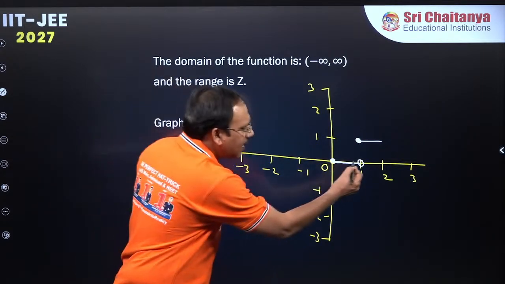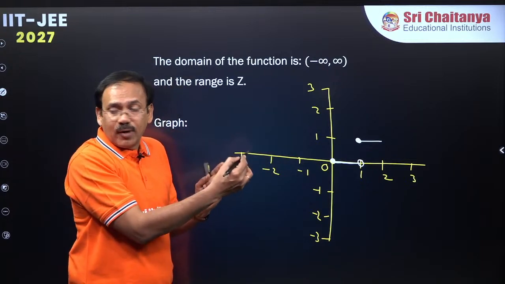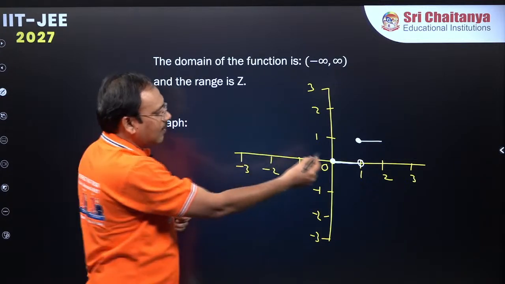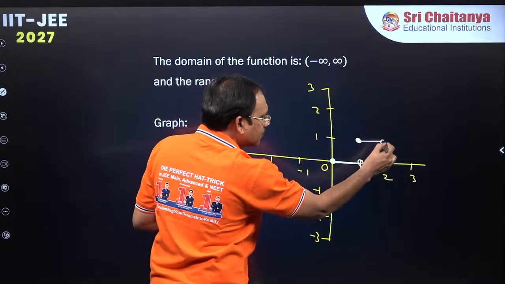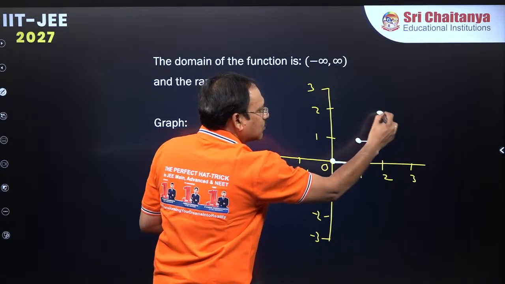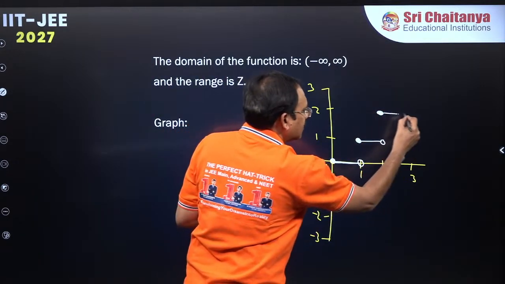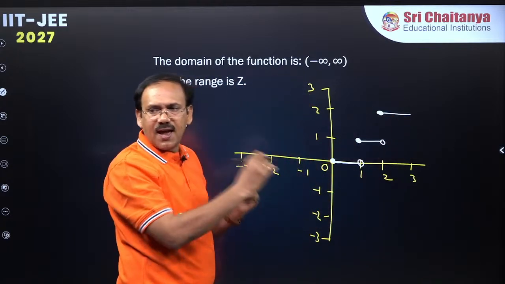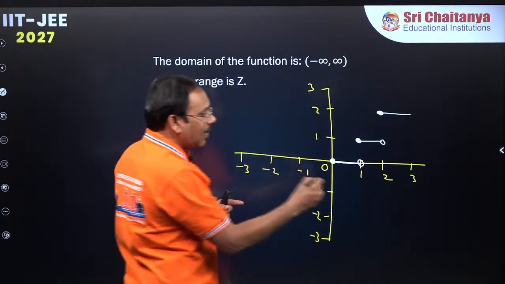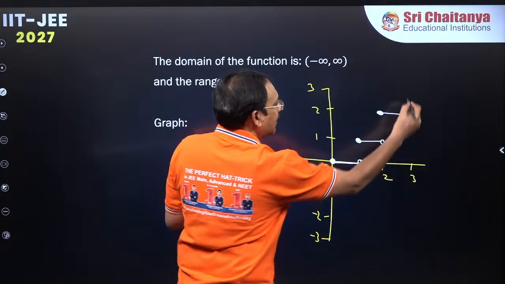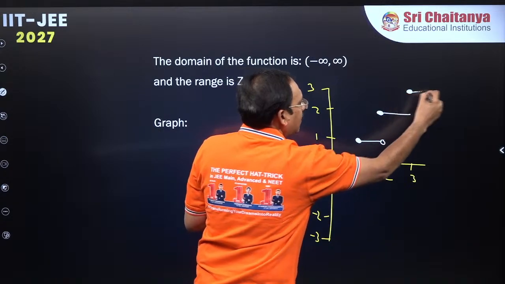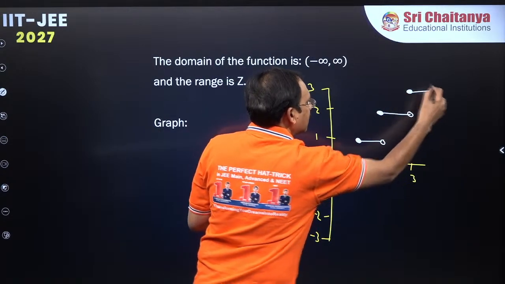So for any input from 1 to 1.99, step x is 1 only. But if you give 2, exactly it becomes 2. From exactly 2 to 2.999, its graph is the same, 2. Now if it is exactly 3, it becomes 3, and the graph will go like this, dear students.